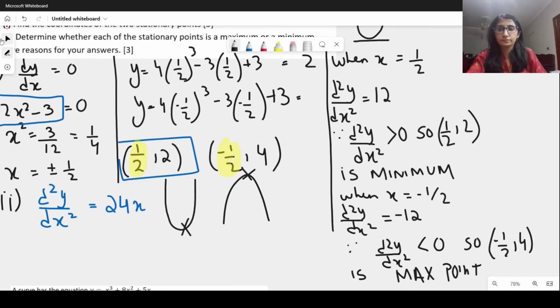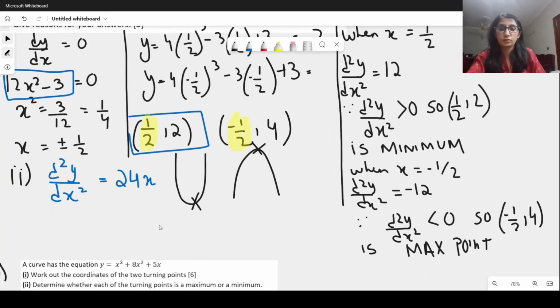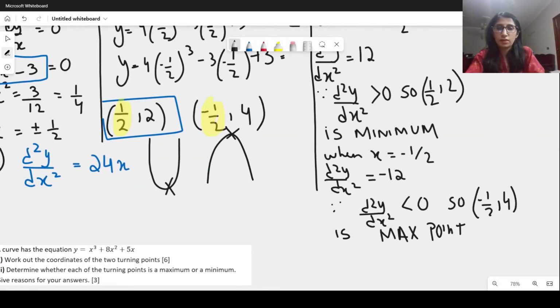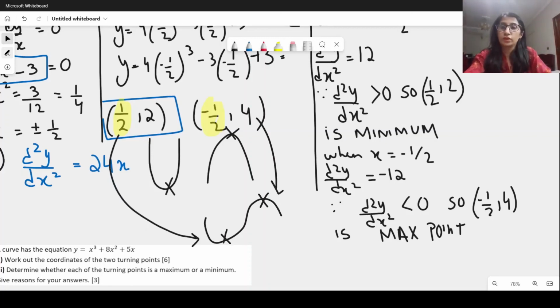Okay. Moving on. So the graph is going to look something like this. It's going to be a combined graph, like this. So that's the maximum point and that's the minimum point. Okay, moving on.